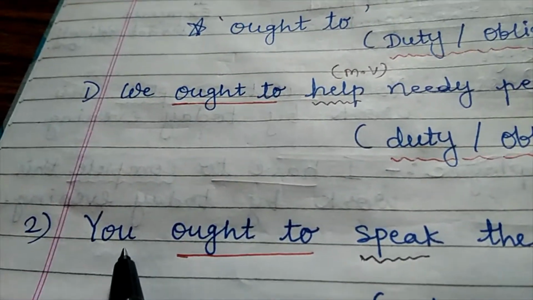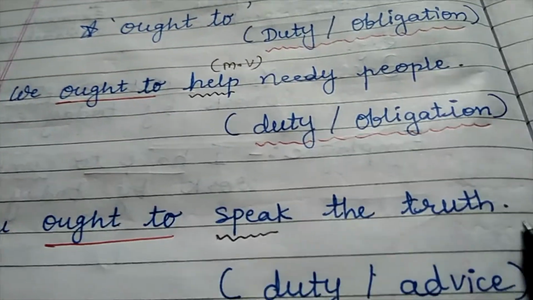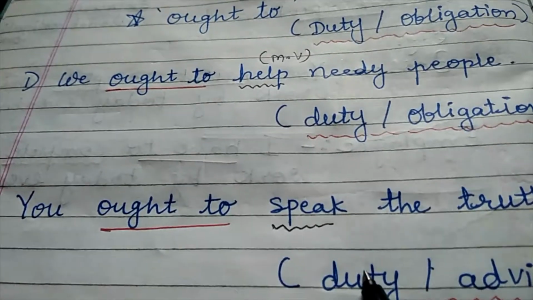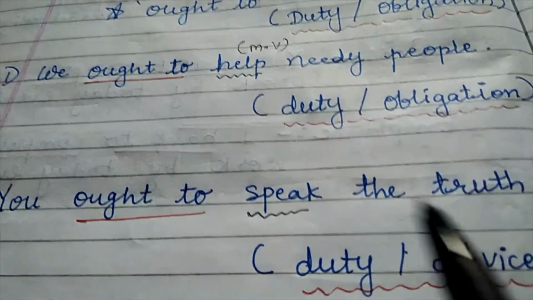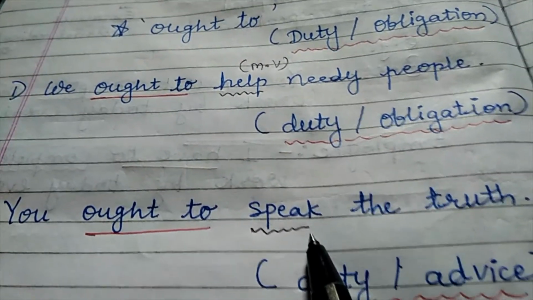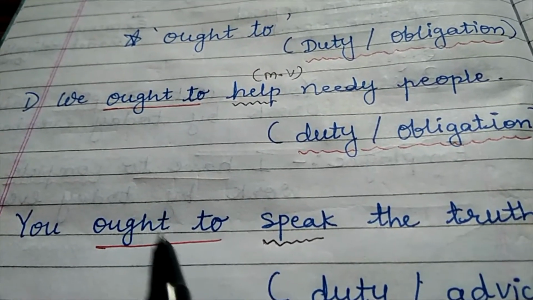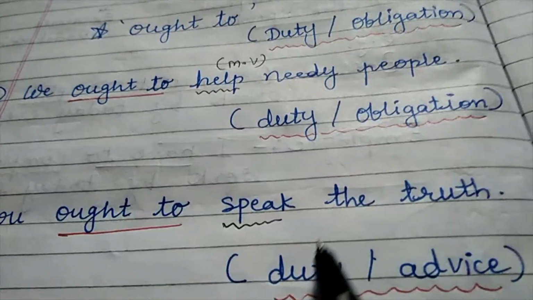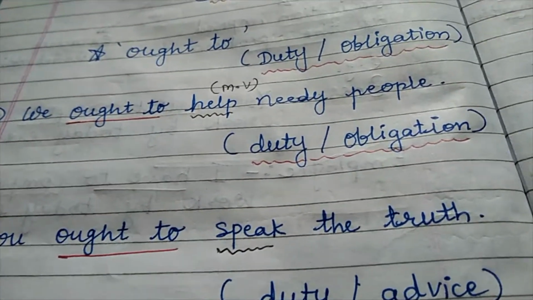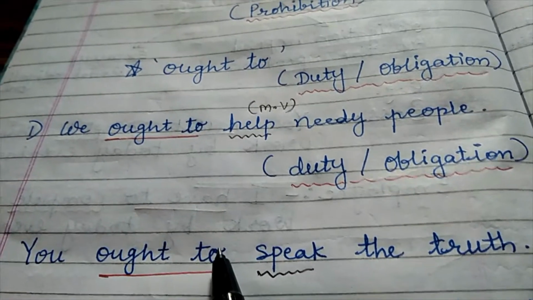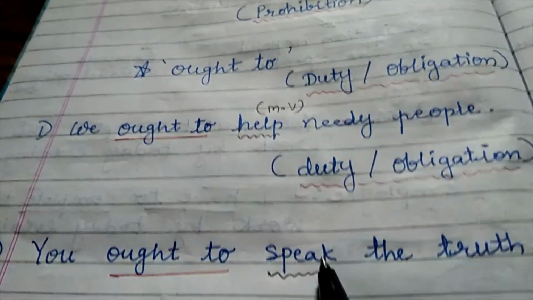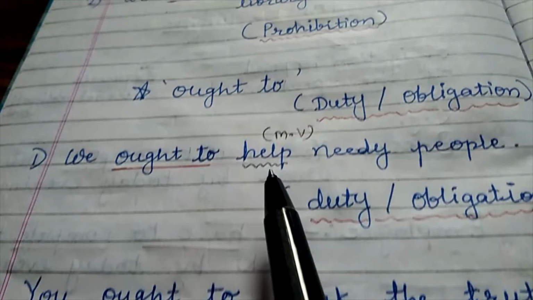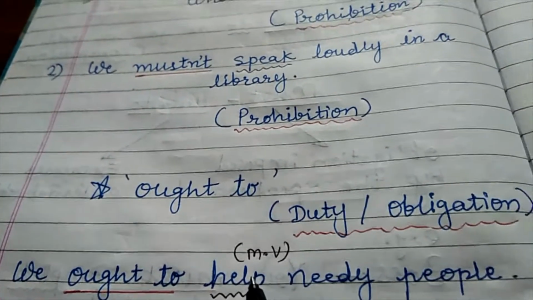Now next, you ought to speak the truth. Here it is our duty or advice is given, means we have to speak the truth. So you ought to speak the truth. So it is our duty. So the modal auxiliary ought to is used. And here speak is the main verb. Here help is the main verb.